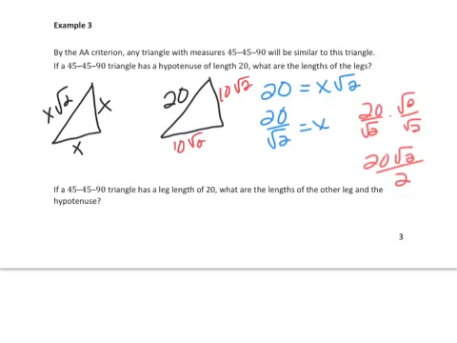But let's go the other way. Let's say a triangle has a leg length of 20, and I want to find the other leg and the hypotenuse. Well, this is the easy one, because if one leg is 20, then automatically the other leg is going to be 20, and the hypotenuse is going to be 20 radical 2.